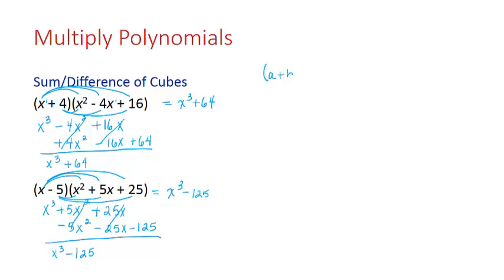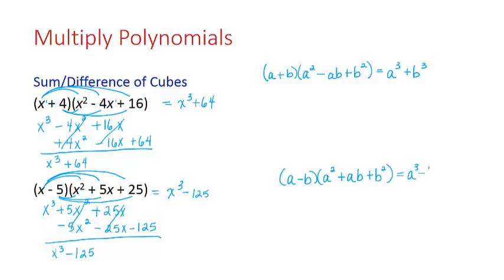We have a plus b times a squared minus ab plus b squared will give us a cubed plus b cubed. And then if we have something in the form a minus b times a squared plus ab plus b squared, we get the difference of cubes. And that's going to come up when we have to factor. That is when we reverse, starting with a polynomial, figure out what we have to multiply to get that. But these are just some interesting products that yield some pretty cool results.